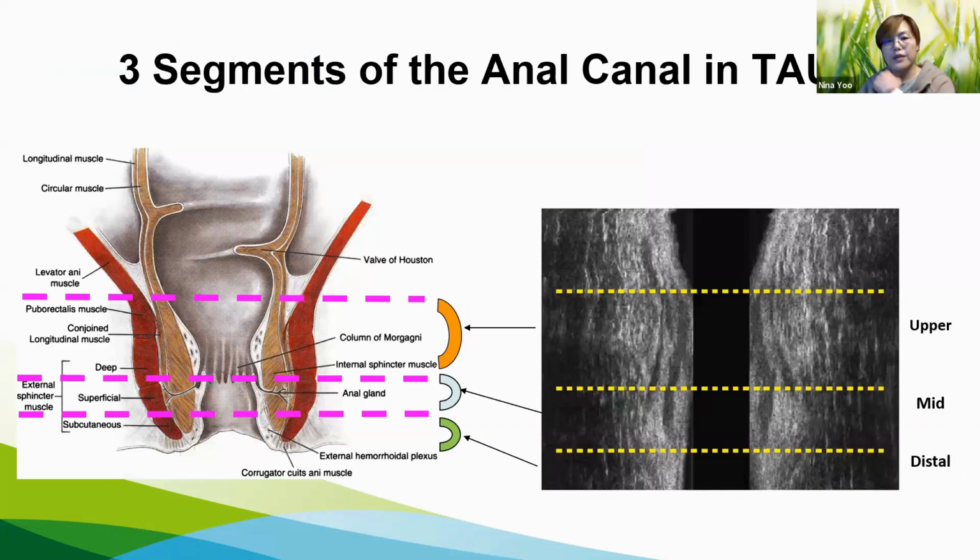This is the anatomy you can get the information from. The anal canal is divided into three parts: upper, mid, and distal. When you look at the sonographic anatomy, you can get the details of each segment of the anal canal. What you need to remember is that the smooth muscle appears low intensity, just the black color, and the skeletal muscle appears with higher intensity, showing hyperechogenicity or mixed echogenicity.